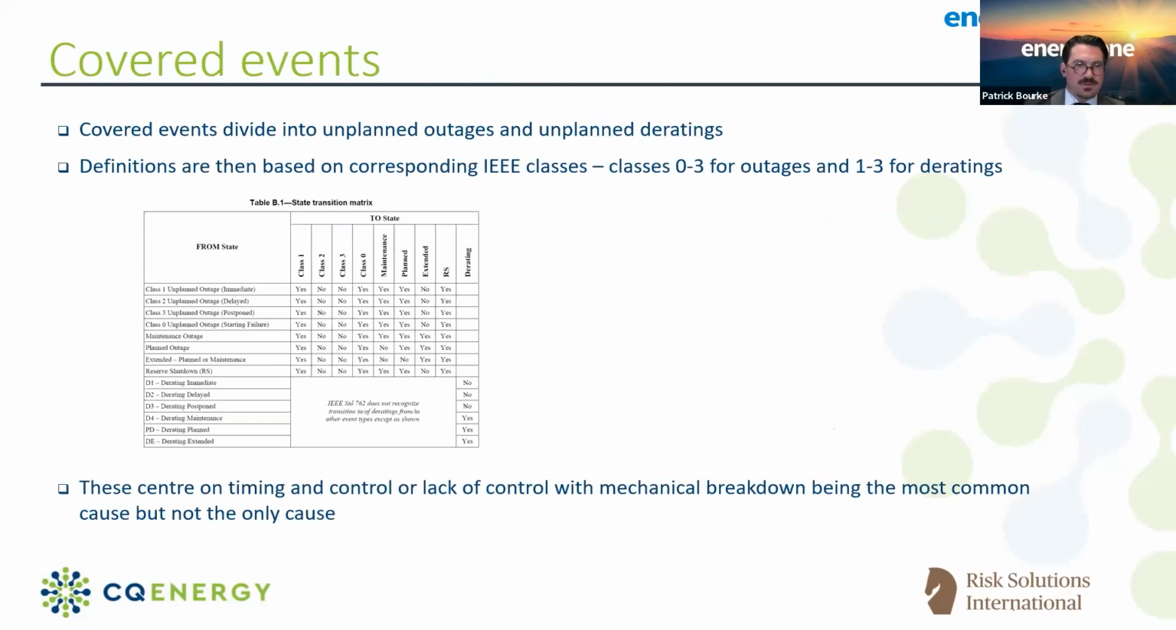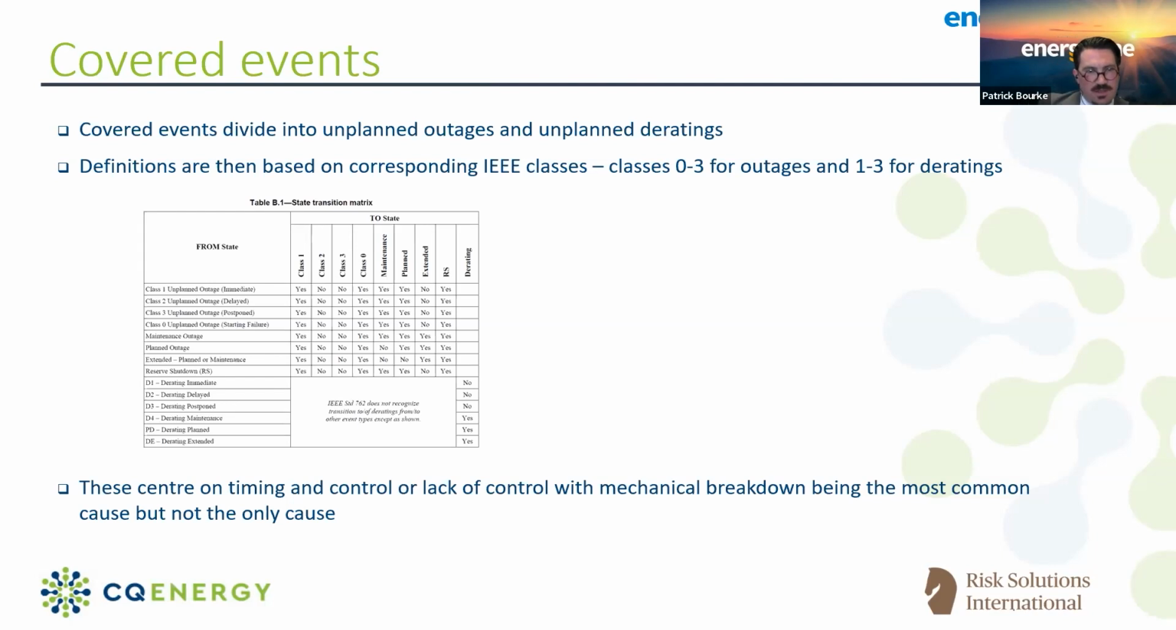The covered events, as we call them, divide into planned outages and unplanned deratings or partial outages. The definitions are in turn based on corresponding definitions from the Institute of Electrical and Electronics Engineers: classes 0 to 3 for outages and classes 1 to 3 for deratings. We've got some more information on those to follow as well.